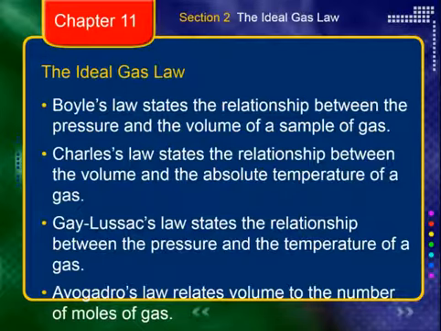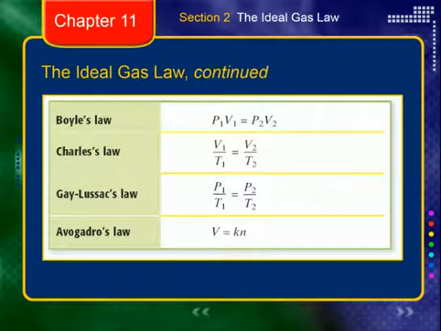We have Gay-Lussac's law, which states the relationship between the pressure and the temperature of a gas, right? Again, that's a direct relationship because we have pressure divided by temperature again. Division means a direct relationship. And then last lecture, we saw that Avogadro's law relates the number of moles of a gas to its volume. And so we have these usable equations right here.